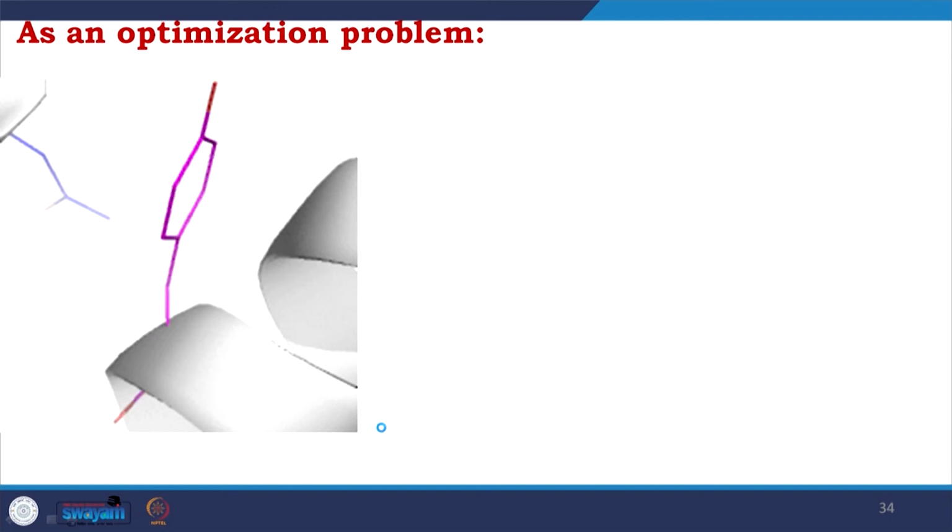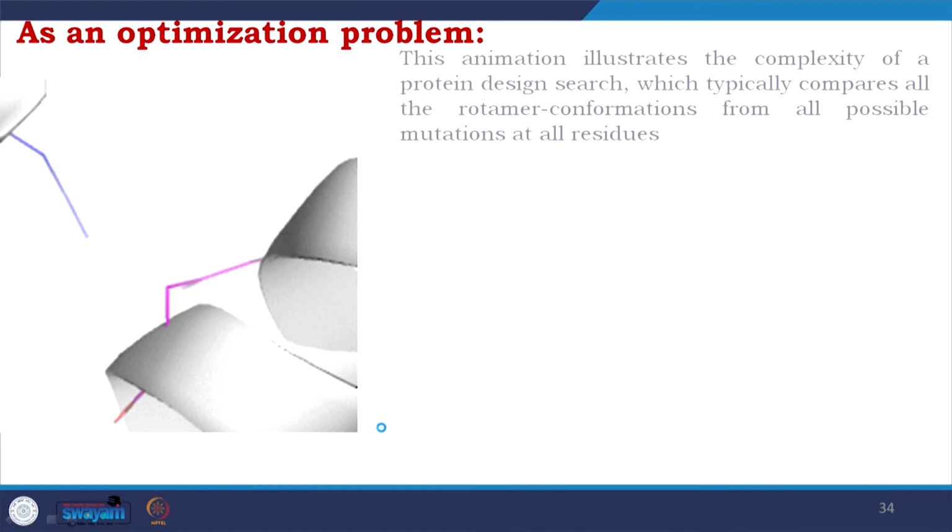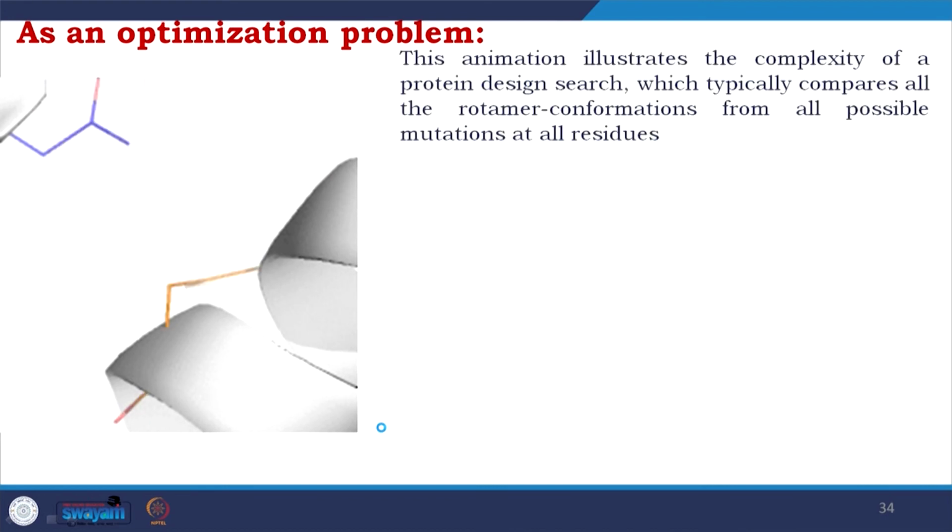So, if you look at these animations here, they illustrate the complexity of a protein design search. By the way, this is taken from a structure of myoglobin.